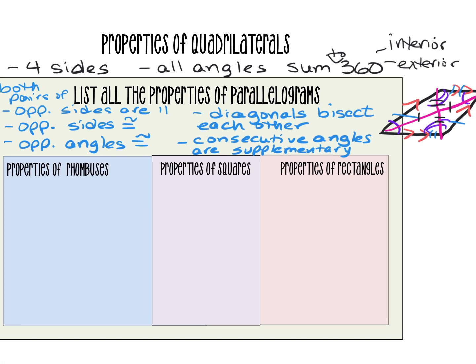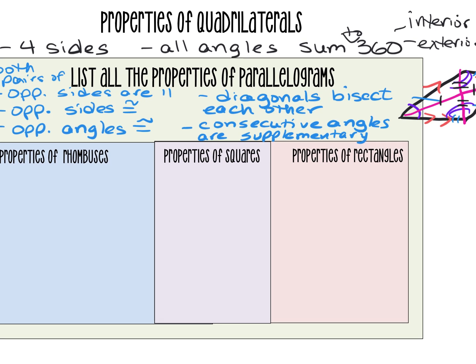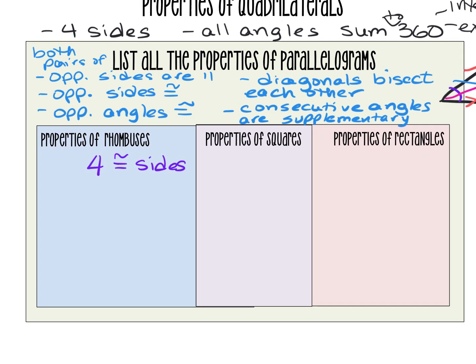Now we're going to get specific and cover the properties of the rhombus. So remember, the rhombus has all of the properties of the parallelogram. In addition, it also has 4 congruent sides. It also has diagonals that are perpendicular. And the diagonals also bisect opposite angles.